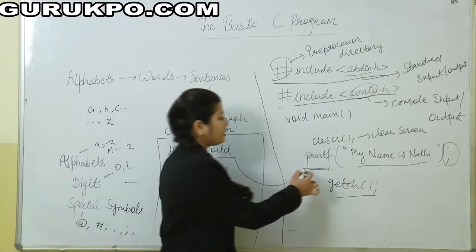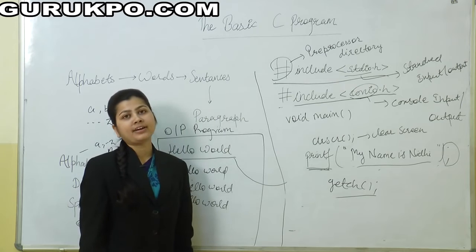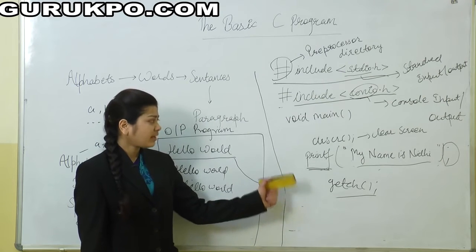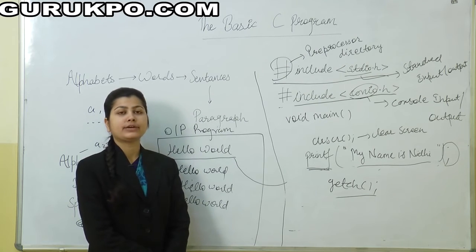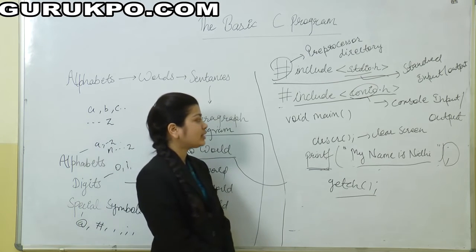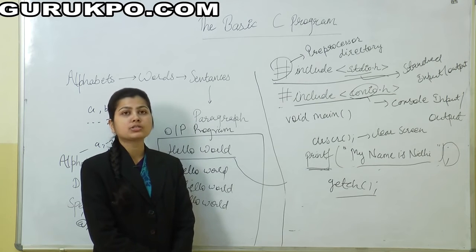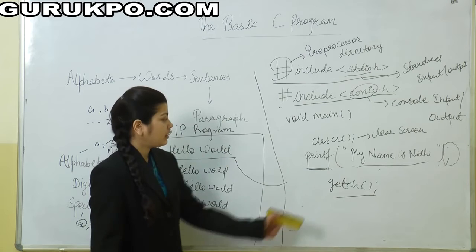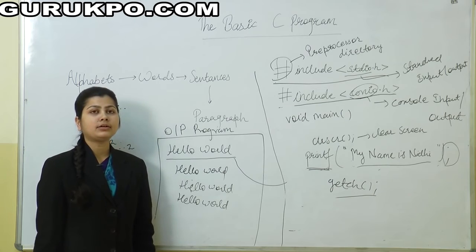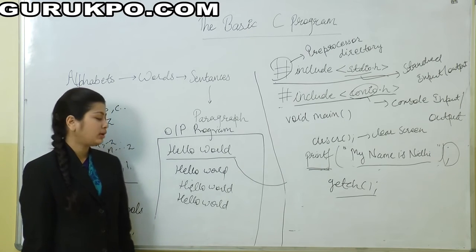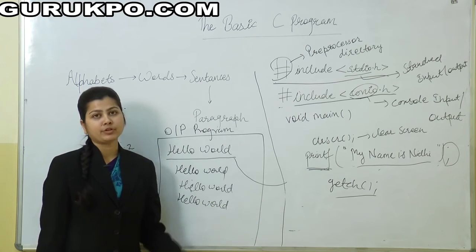The printf function is defined in the header file stdio.h, which is the standard input output header file. In another program, we use the scanf function, which is also defined in the header file stdio.h. And the getch and clrscr functions are defined in the conio.h header file, which is the console input output header file. The getch is used to take a single input or single character from the user to return from the output window to the program window.